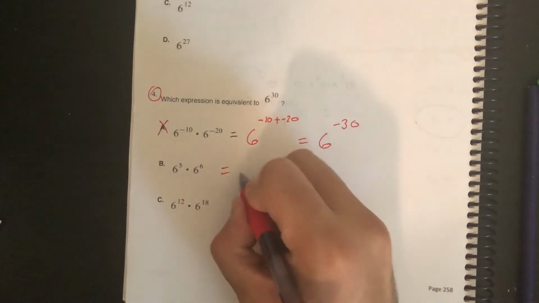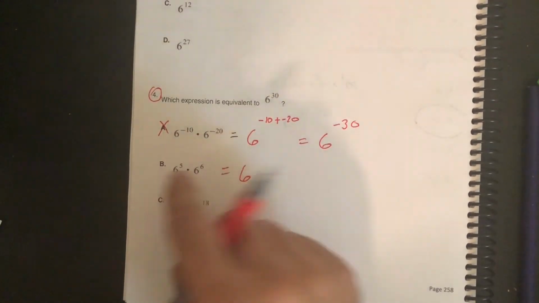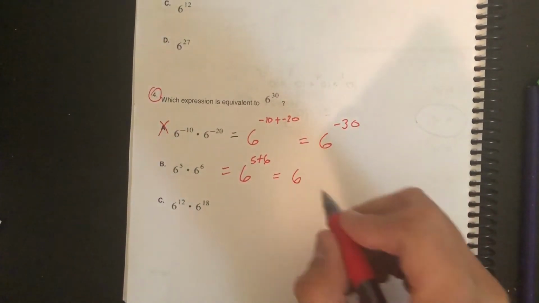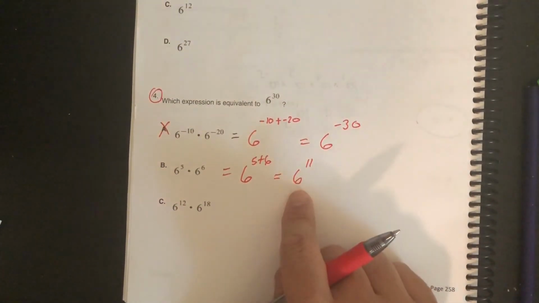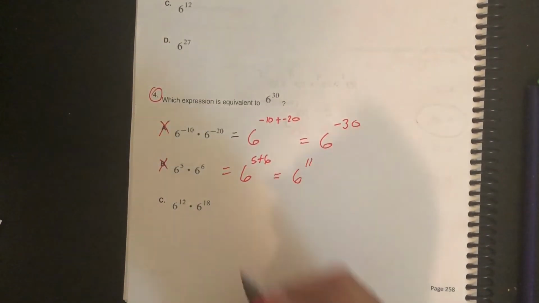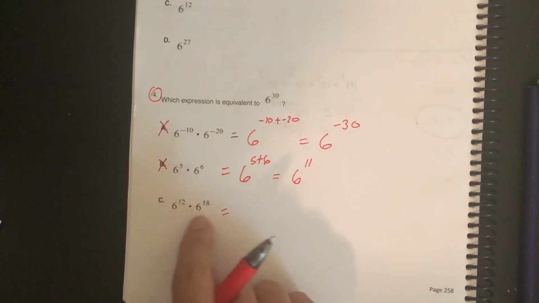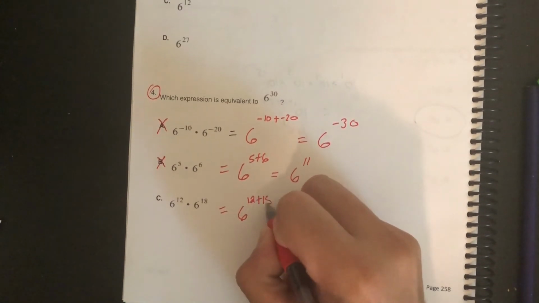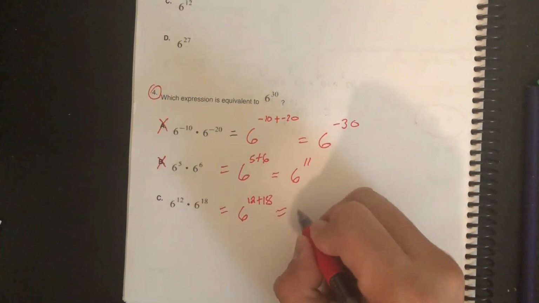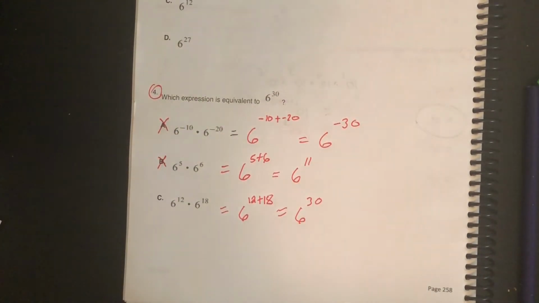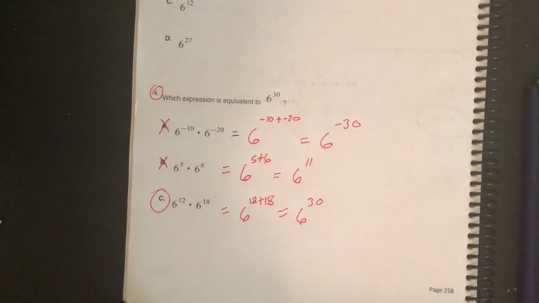Let's do B. When you're multiplying the same base, you add the exponents. 5 plus 6 is 11, so I get 6 to the power of 11. That is incorrect. We're looking for an exponent of 30. When you multiply the same base, you add the exponents. 12 plus 18. When you add those two numbers, you get 30. So 6 to the power of 30. That is exactly what we were looking for. So my answer is C.